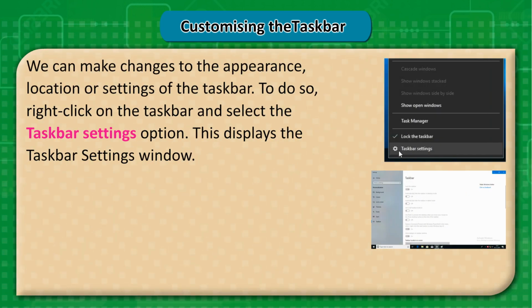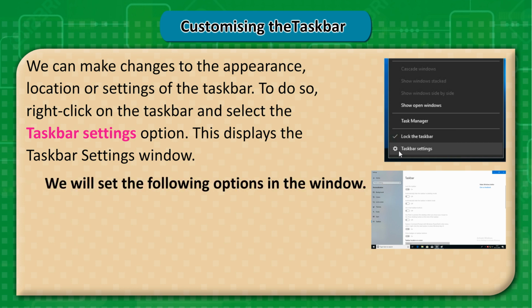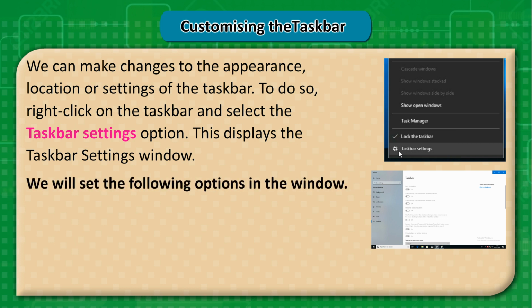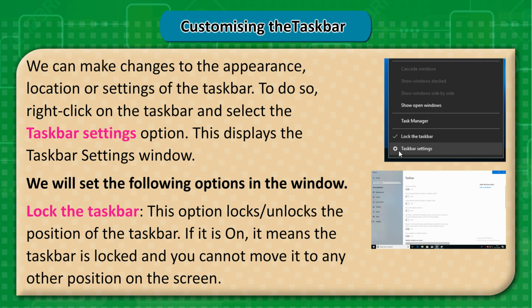Customizing the taskbar. We can make changes to the appearance, location, or settings of the taskbar. To do so, right-click on the taskbar and select the Taskbar Settings option. This displays the Taskbar Settings window. We will set the following options in the window. Lock the taskbar. This option locks or unlocks the position of the taskbar. If it is on, it means the taskbar is locked and you cannot move it to any other position on the screen.